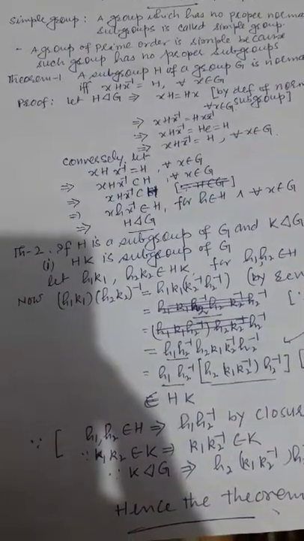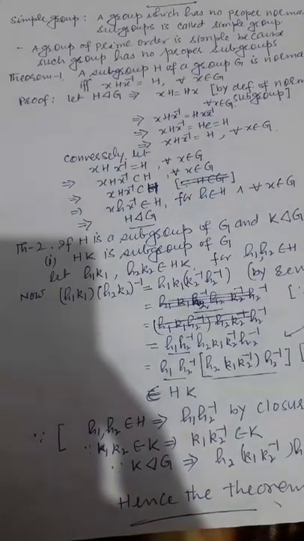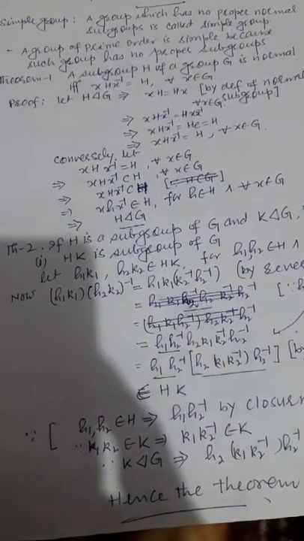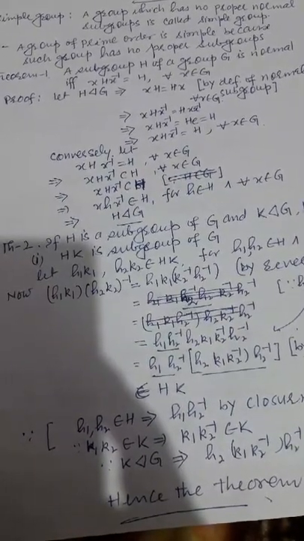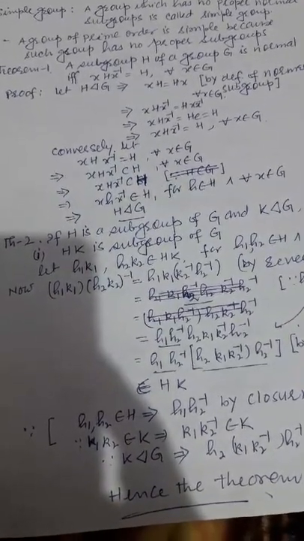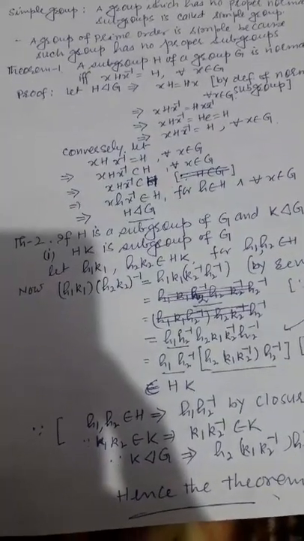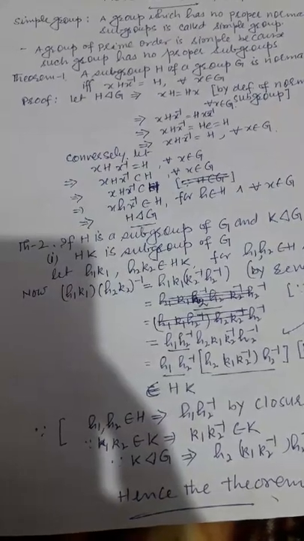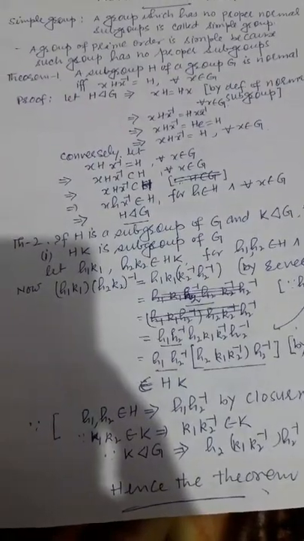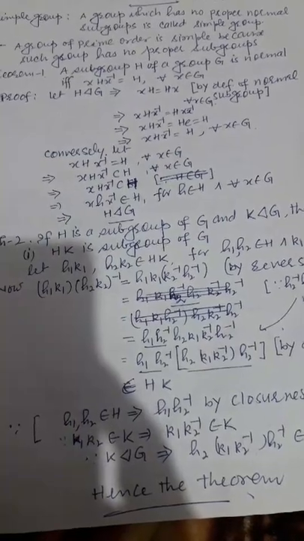Similarly, for every group we have two normal subgroups. These are the set containing the identity and the group itself. They are improper normal subgroups. If any others exist besides them, then they are said to be proper normal subgroups. Now, how can we define a simple group? A group which has no proper normal subgroups is called a simple group.